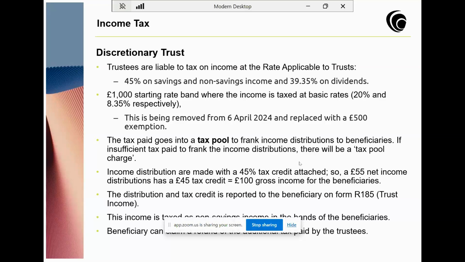So a £55 distribution is net with a £45 tax credit. The beneficiary receives £100 gross income. They're then taxed on that as non-savings income. Where they're not additional rate taxpayers, they can get a refund of that £45 tax paid by the trustees.